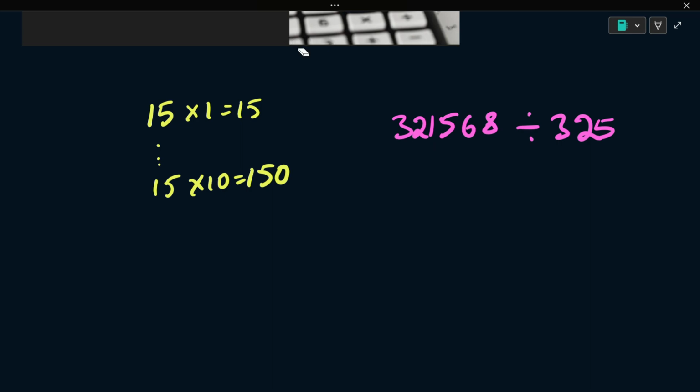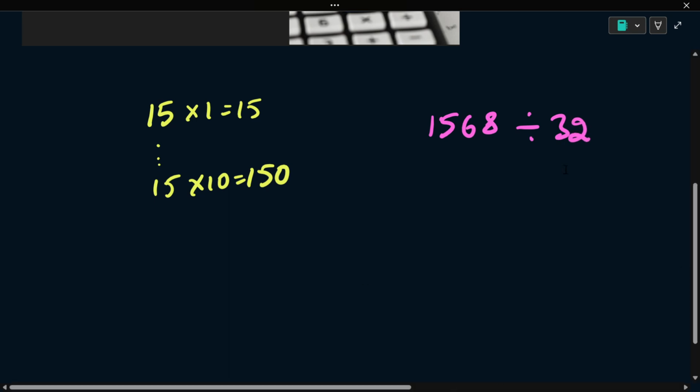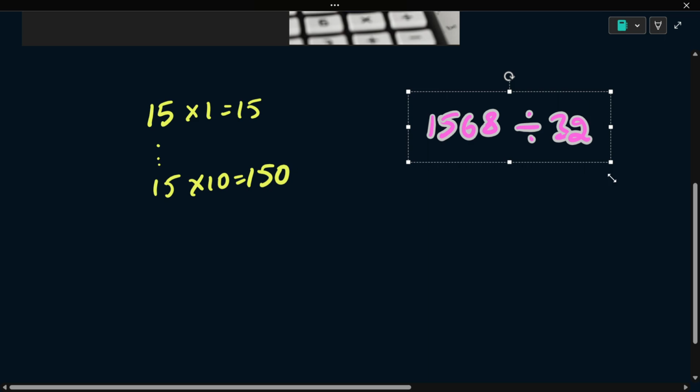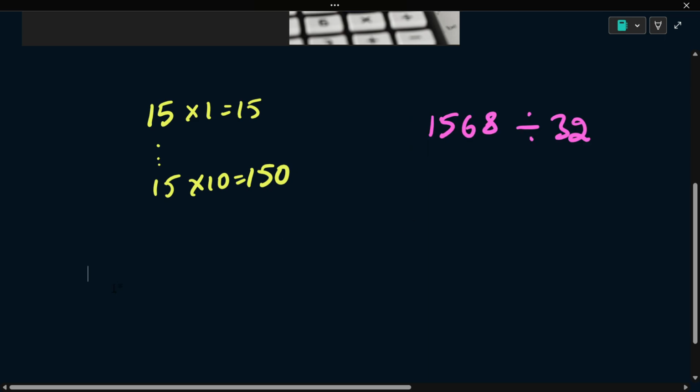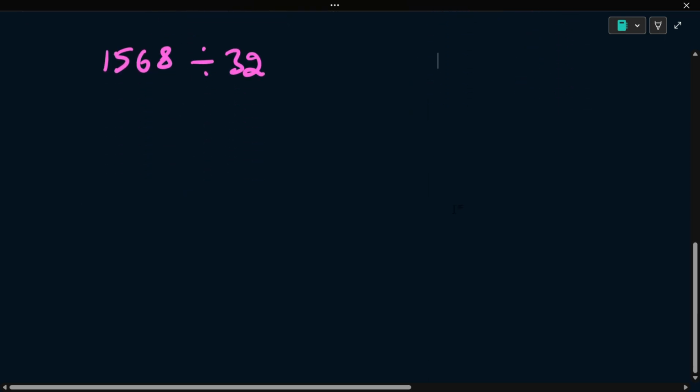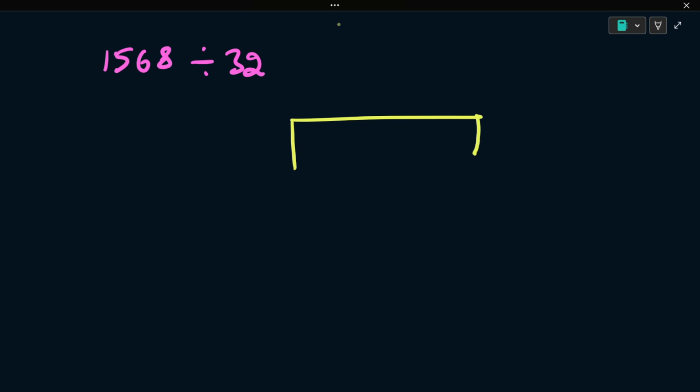So let's look at an easier process. Let's take an easy number. Let us take 1568 divided by 32, and use the same problem. The first step is to draw a table like this. Inside the table you need to write the dividend.